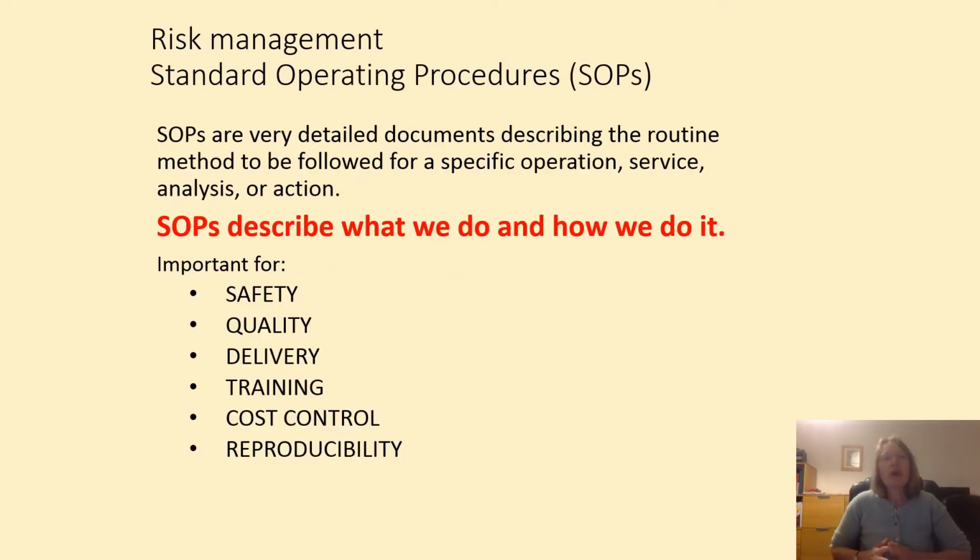And then also thinking about how you can make sure that things don't go wrong in the first place. So we do this by writing standard operating procedures. As you can see here, SOPs are detailed documents describing a routine method to be followed for anything that we're going to do in the pharmacy, and that could be a specific operation, a service, or an action, or anything. So they describe what we do and how we do it. And I'm queen of this for Day Lewis, so I write a lot of SOPs and I keep them all updated. And it's really important for safety because we use these as training documents, so we train our staff on them. It means that everything can be repeated, so it's very reproducible.